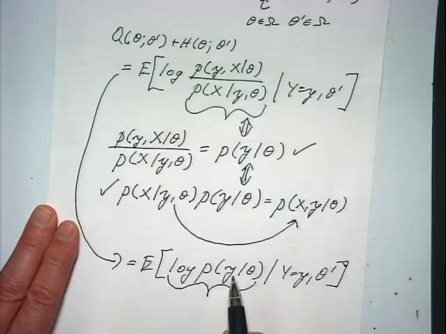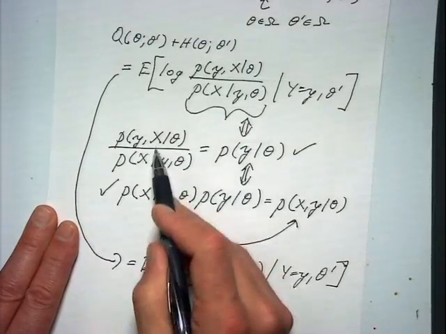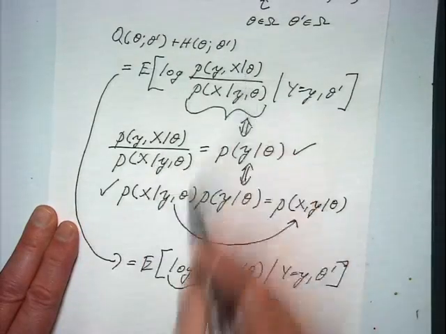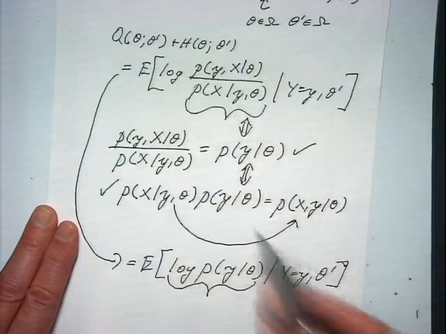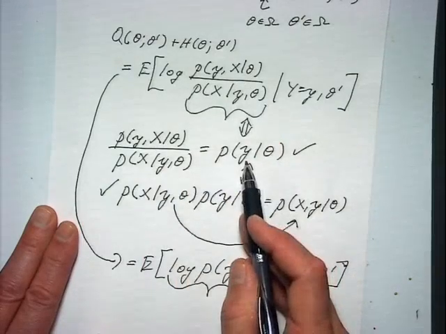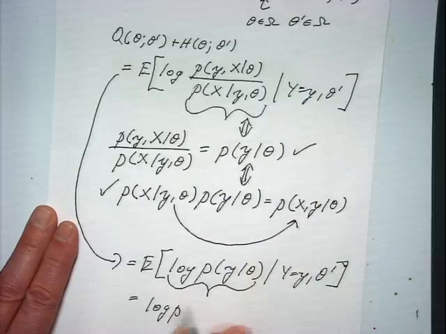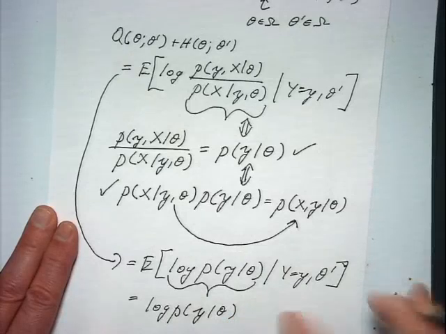Y, that's a lowercase y. This was an uppercase x up here, but I got rid of the x. The ratio between these two things is not a function of x. It's the conditional probability of y given x, theta. So this whole thing here is just the log of p of y given theta. So I've just proved the result.